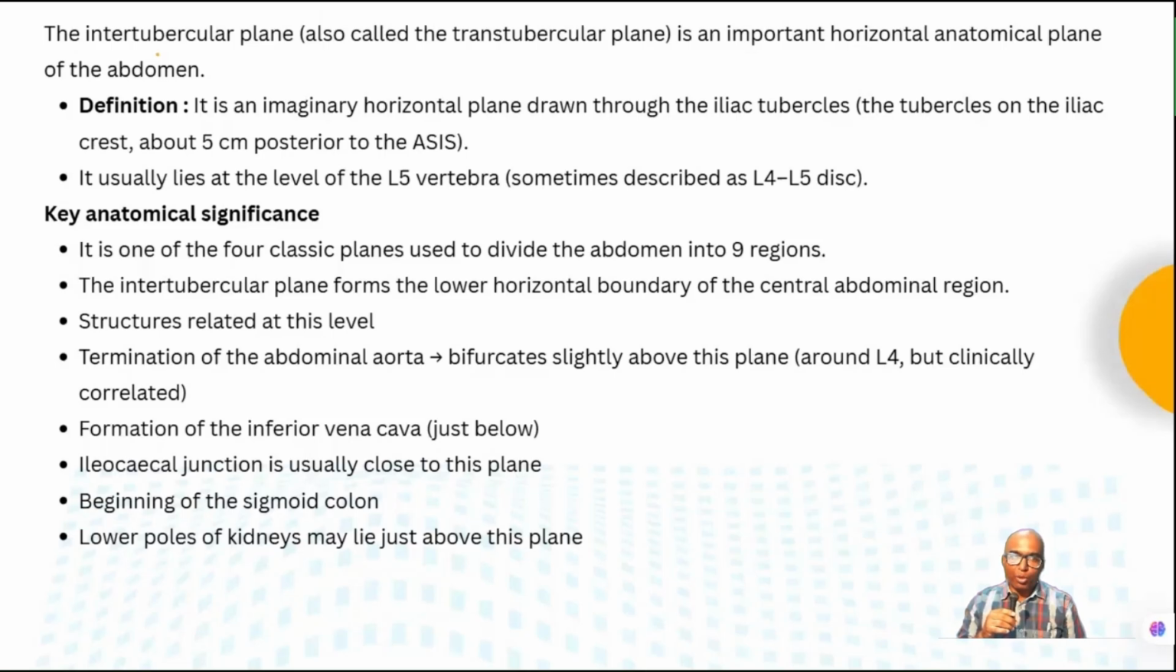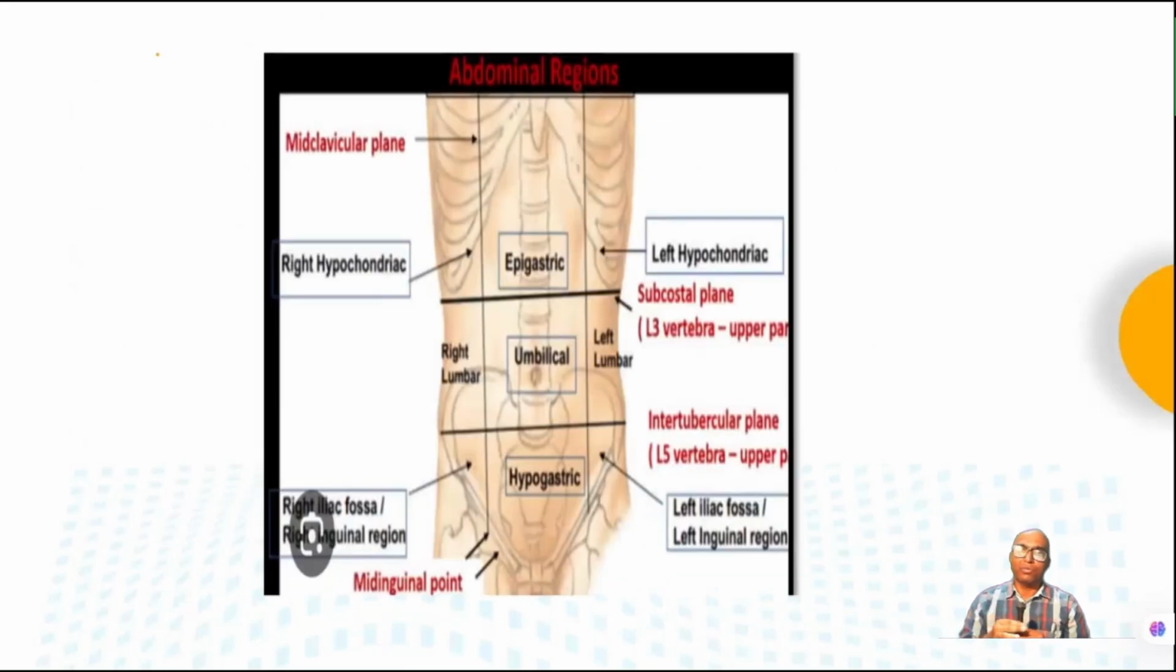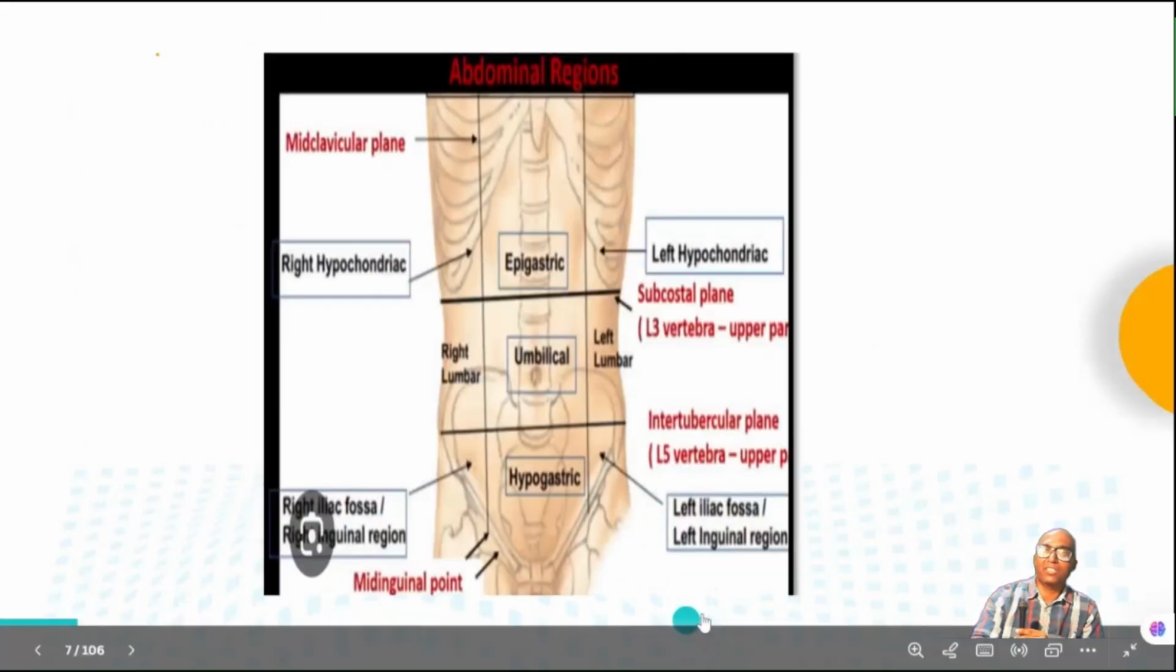Beginning of the sigmoid colon and lower poles of the kidney may lie just above this plane. Okay, this is the significance of the transtubercular plane. Now this is the same as what we have discussed up till now, the names of the various quadrants.